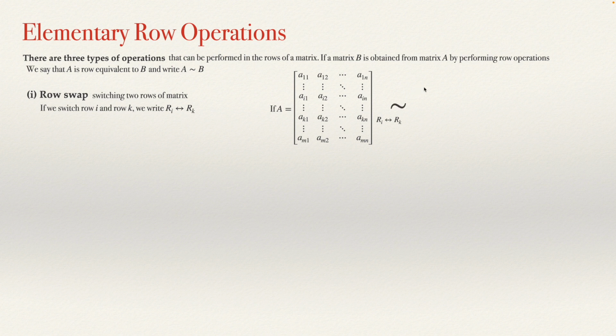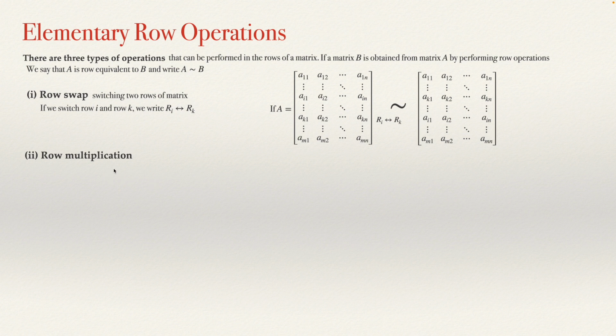The matrix that results will be row equivalent, so I can write here row equivalent, and the matrix that results has, in the place where row I was, now row K. And in the place where row K was before, is now row I. So this operation just leaves the other rows exactly as they are and just switches these two rows. This is the first operation we can make on the rows of a matrix.